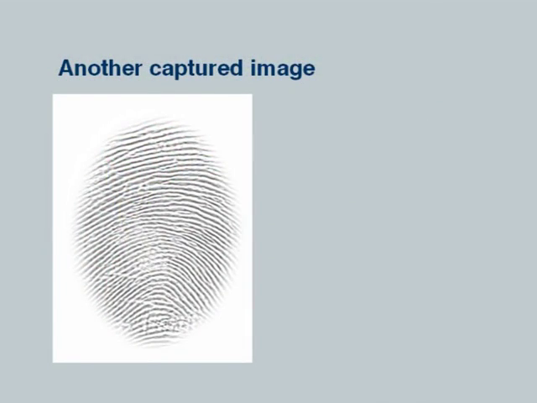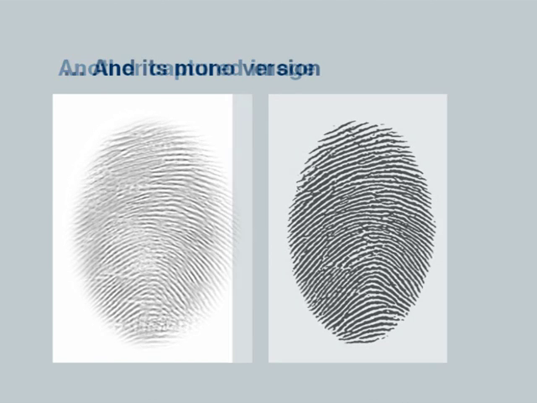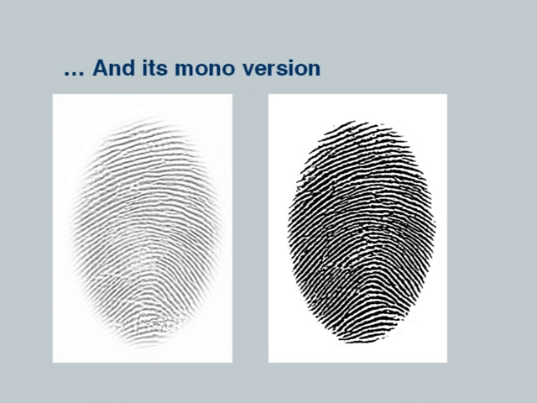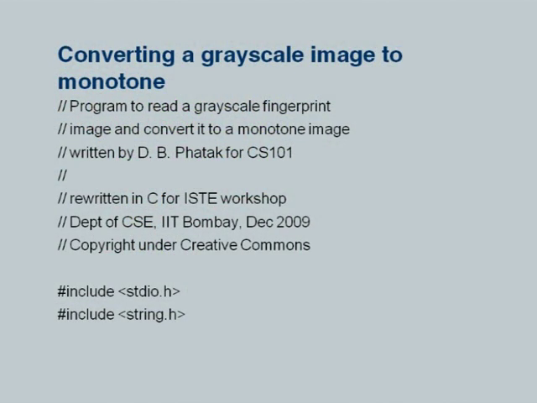Here is another captured image. Again, you can see this is a grayscale image, and this is its monotone version. I hope you will agree that the clarity is far superior when you convert it in this fashion. So now we will quickly go through a program which converts a grayscale image to monotone.